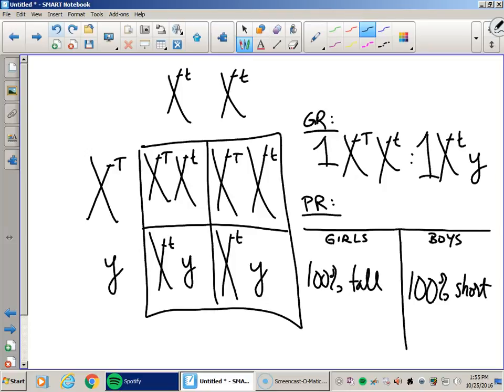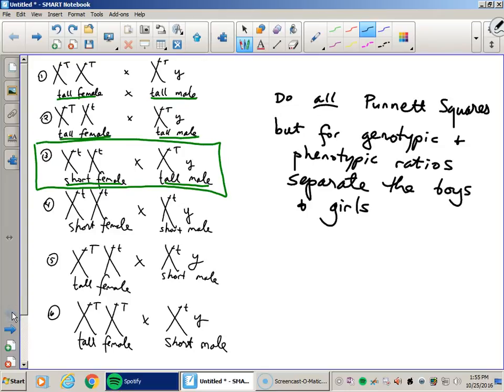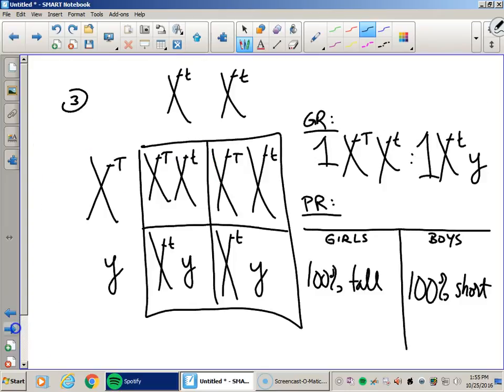And tall and short, for humans, is polygenic. It means it takes more than one gene to determine height. That's why we have so many different heights, right? As I showed before, 4 to the power of however many alleles is how many options you have, right? So that's how you can get a spectrum of height. So that was case 3, okay?